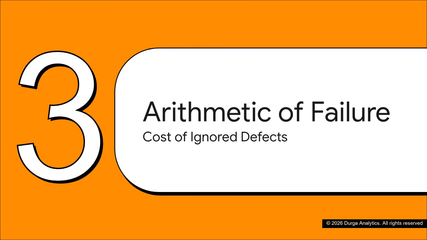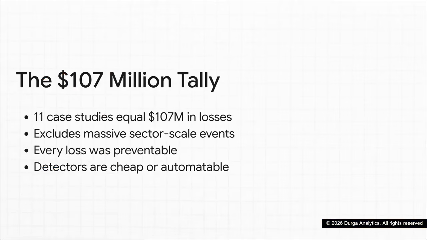Which brings us nicely to Section 3, the arithmetic of failure. How do we actually quantify the cost of ignoring these structural issues across the broader industry? If you exclude the massive sector-wide black swan events like Winter Storm Uri, the routine case studies we've examined in Module 1 still account for $107 million in combined losses. And here is the absolute kicker for anyone out there designing ETRM systems or running a risk function. Every single one of those losses could have been caught by a detector that was either completely free, easily automatable, or took maybe 3 days to build.